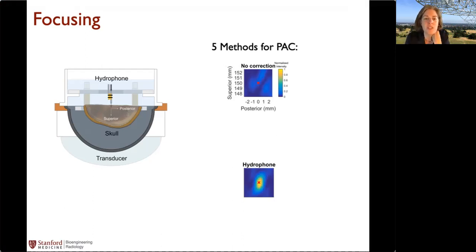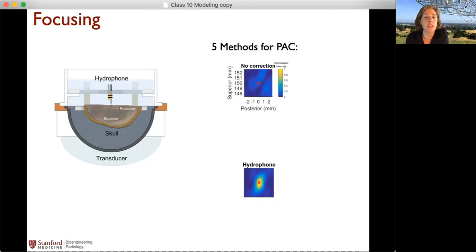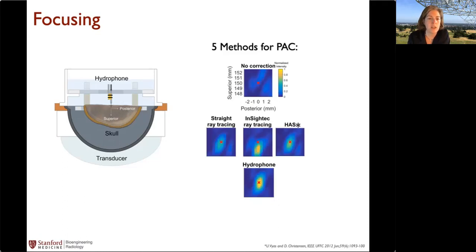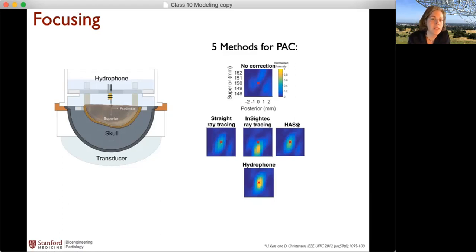He looked at 5 methods for phase aberration correction. The first one was no correction, and the last one was using his hydrophone. That's going to be the best of all possible worlds. Then he said, let's look at the focus right there, and we'll be looking at the intensity of the focus. Before I move on, I've got to tell you about the other 3 methods. The first one was the straight ray tracing, basically what I told you in the last slide. For every element, you figure out the beam path as it goes towards the transducer, then you correct for the phase of the beam, and then you just apply that on the transducer.